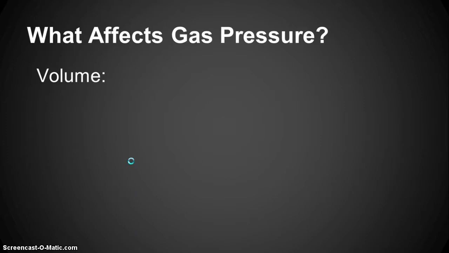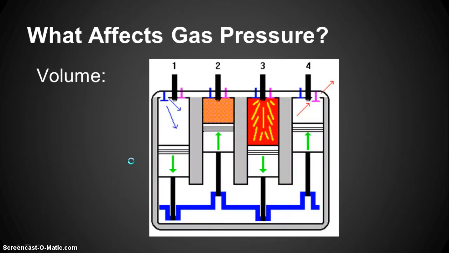Well, let's look at the first one, volume. So here's a picture of a four-stroke engine. And in a four-stroke engine, we have a piston. So here's the piston, and this is in four separate stages here. What happens is the piston moves up and down inside the cylinder, giving the gas more or less room to be in. And so it's changing the volume, right? So in this first case, we have a decent sized volume for the gas to be in. And so the gas is relatively spread out, low pressure. These gas particles are not going to run into the walls all that often.